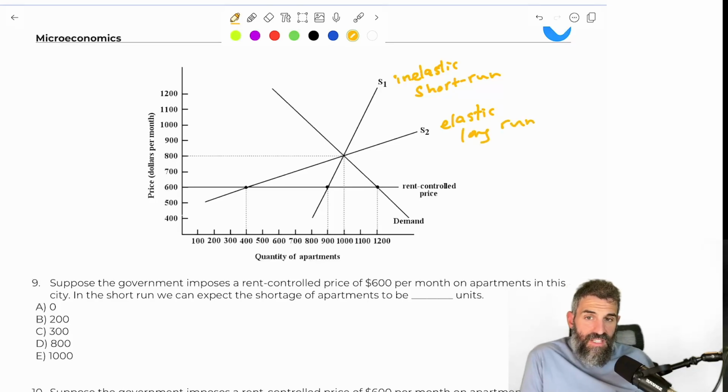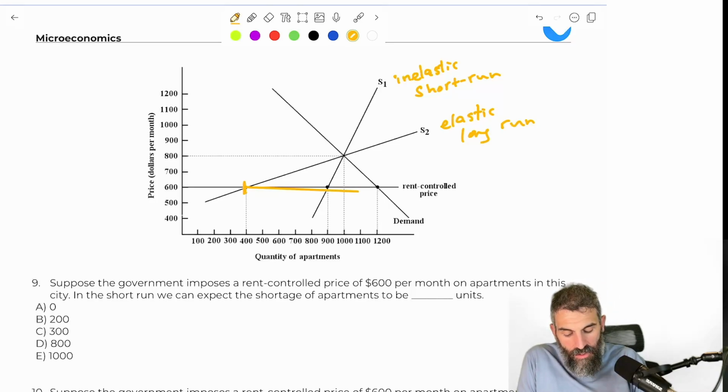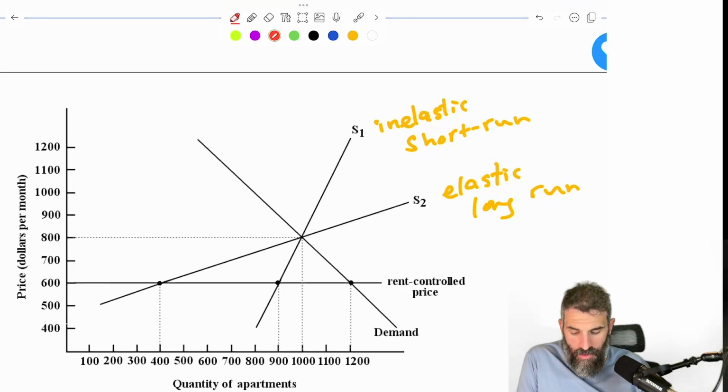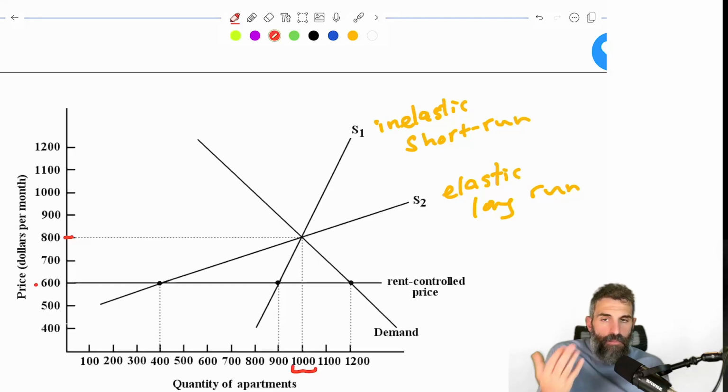What you'll notice is that in the long run, a rent control will create an even larger housing shortage, the gap being from here to here. And the logic here is this. Let's say you own an apartment building. Follow me through this little story. You own apartment buildings, you charge $800 a month for rent, and you have 1,000 tenants. All of a sudden, the government comes in and says, nope, you are not allowed to charge more than $600. The thing is, in that moment, there's not much you can do.